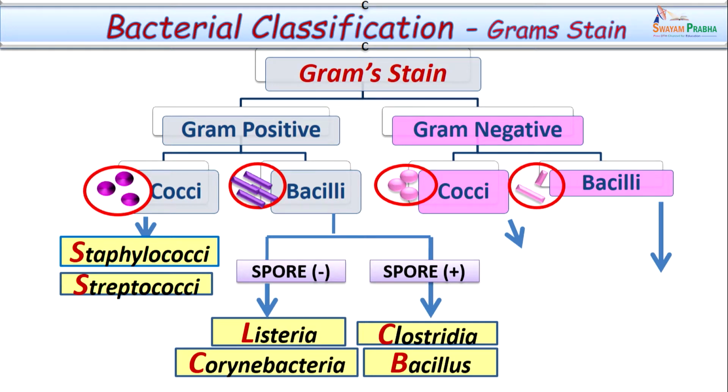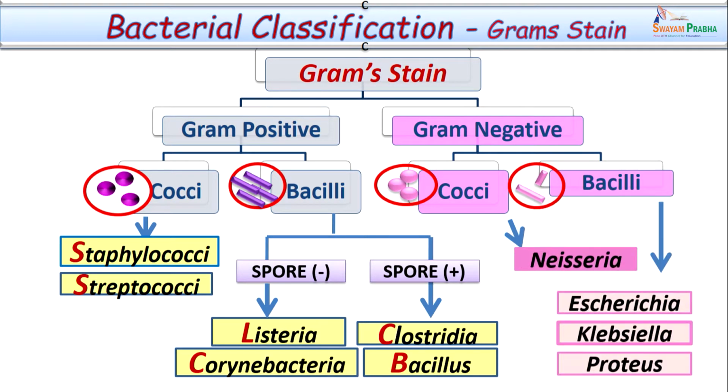and the ones which do have spores are the Clostridia and Bacillus. On the other hand, the gram negative bacteria form the major group of bacteria which we come across in day-to-day practice. Examples of gram negative cocci are the Neisseria group of organisms, and the examples of gram negative bacilli are Escherichia, Klebsiella, Proteus, Salmonella, Shigella and many others.